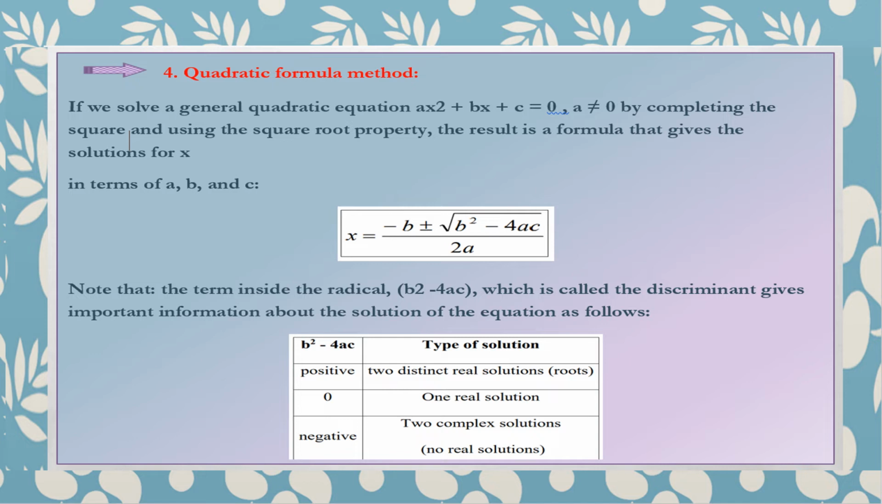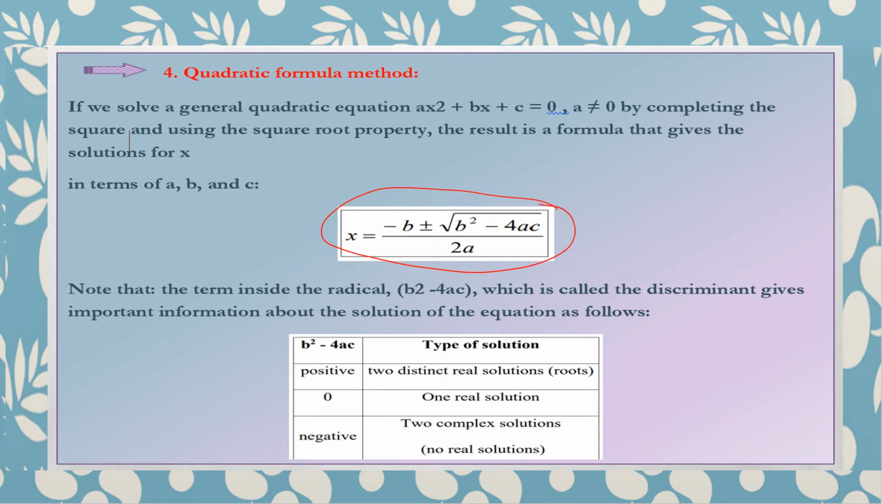The fourth and last method is the quadratic formula method. If we solve a general quadratic equation, ax squared plus bx plus c equals 0, where a doesn't equal 0, by completing the square and using the square root property, the result is a formula that gives solutions for x in terms of a, b, and c. This formula is x equals minus b plus or minus square root of b squared minus 4ac over 2a. And this is the general quadratic formula.